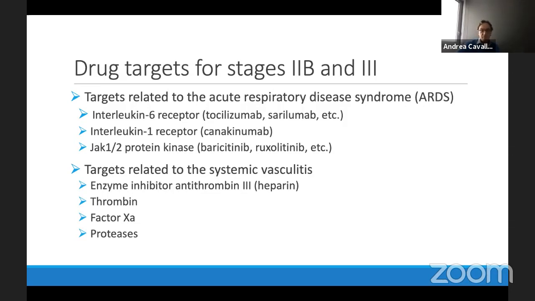For stages 2B and 3, instead, where the systemic inflammation takes over the viral stage, the most important targets so far identified are the receptors for interleukin 6 and 1, JAK1 and 2 protein kinases, and some proteins responsible for the systemic vasculitis, which has been reported as one of the most dangerous phenotypic and pathologic aspects of stage 3 of the COVID-19 disease.